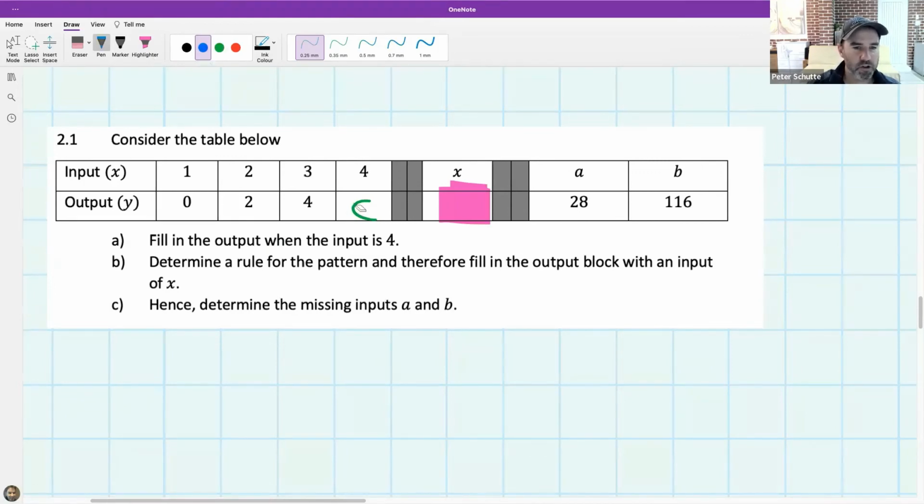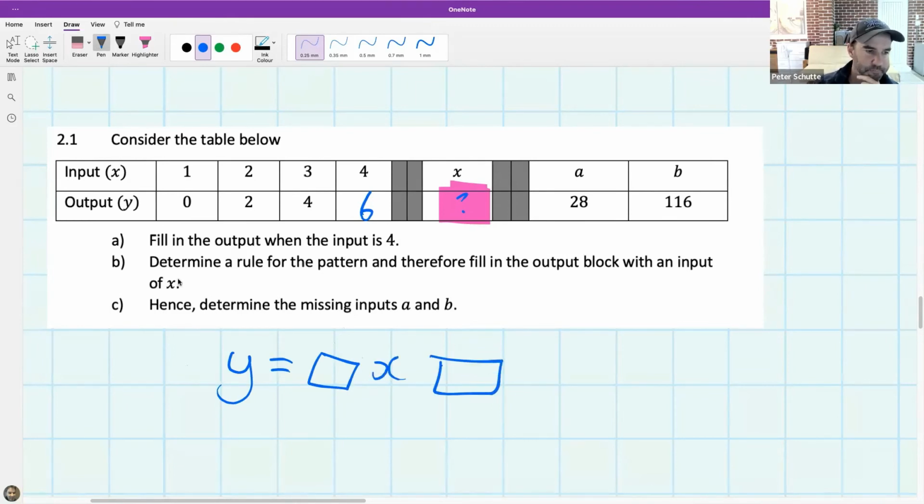So it feels like most students are getting that this is 6. So now the question is, what is this over here? If I've given input of X, what's going to be the Y in terms of X? And this is what we were doing in the previous one. So it's something X and then another something. And it feels like, because it's going up in 2s, I'm pretty confident that this is 2, but then I need to know what goes after that.